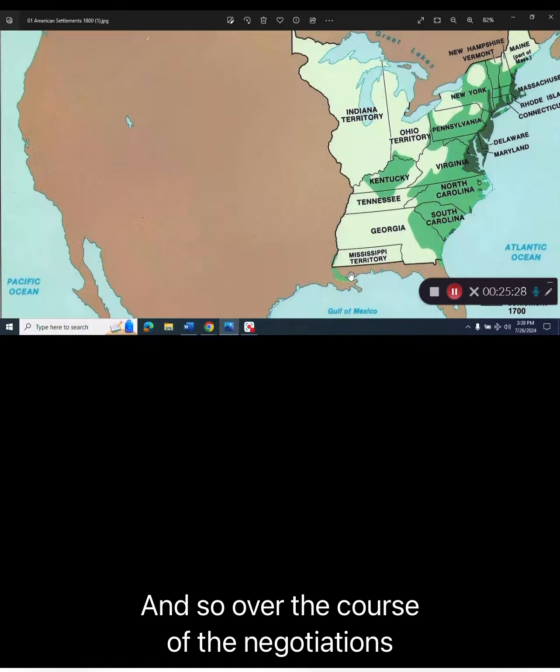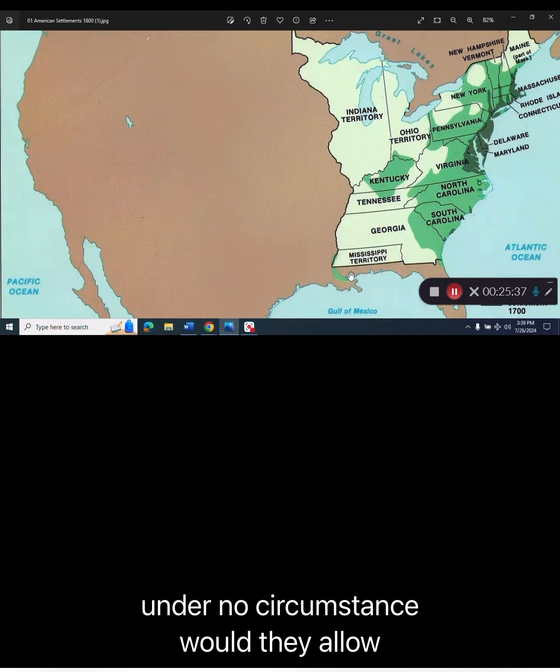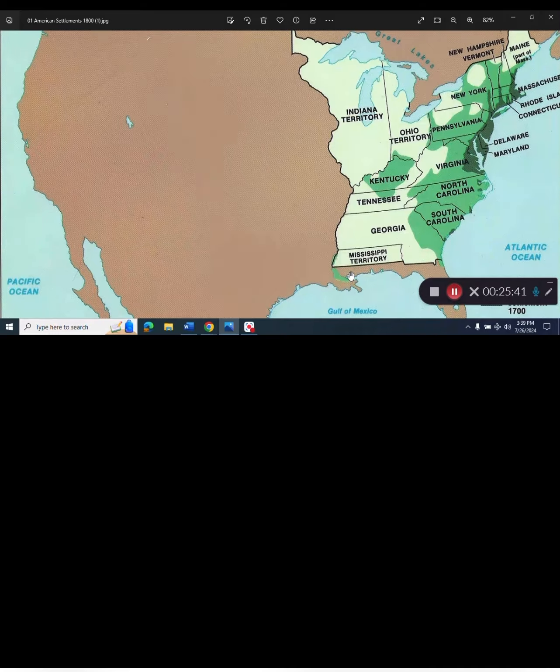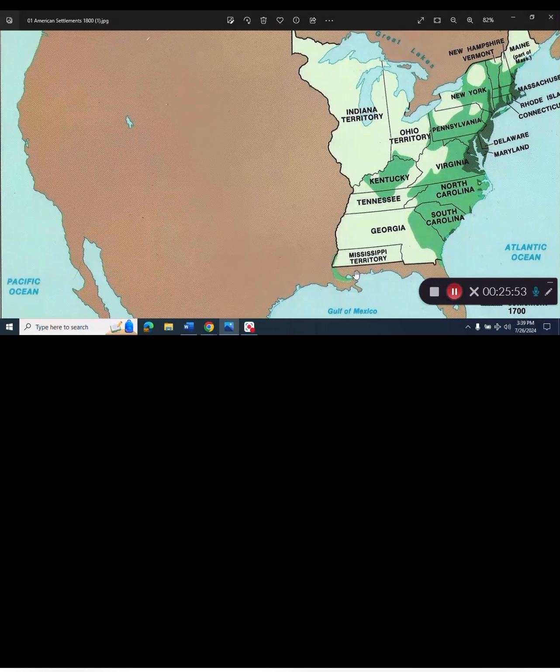And so over the course of the negotiations with Spain, Spain made it clear that under no circumstance would they allow Americans to use the Mississippi River. Under no circumstance would they allow the United States to have any access whatsoever to the port of New Orleans. And so this left those farmers in Kentucky stuck.